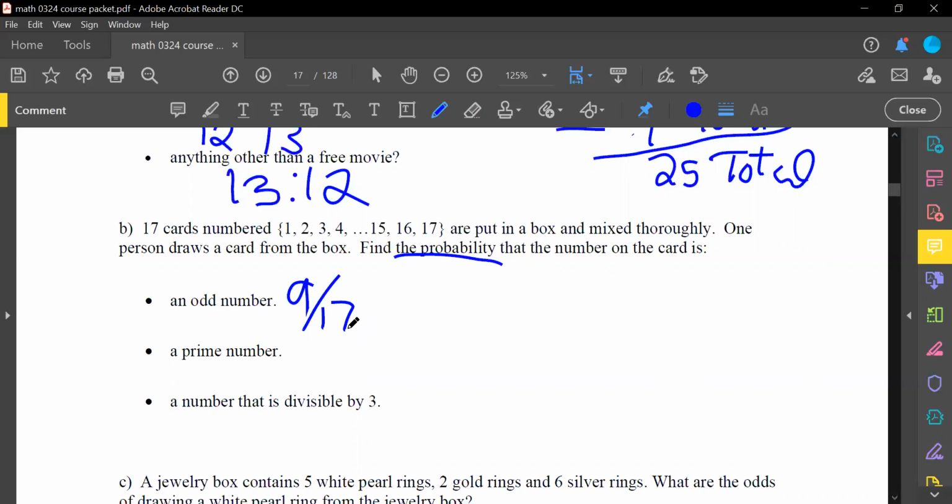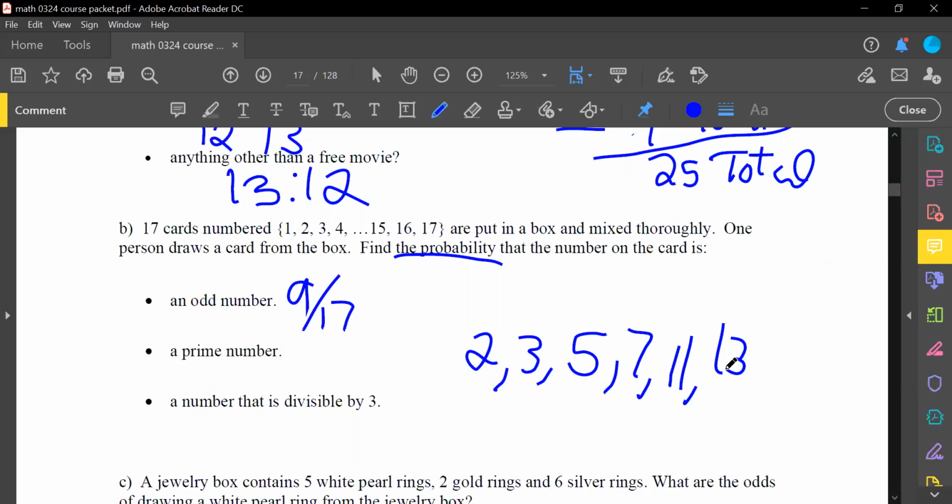Okay, prime numbers. Did you know that 1 is not considered a prime number? A prime number is a number that's divisible by 1 and itself, but 1 is only divisible by 1, so it's not considered prime. So 2 is considered prime, because it's only divisible by 1 and itself. 3, 5, that's prime. What else? 7, 8, 9, 10, 11 is prime, 12 is not, 13 is prime, 14, 15, 16, and 17. So I count 1, 2, 3, 4, 5, 6, 7 prime numbers out of 17 possibilities.